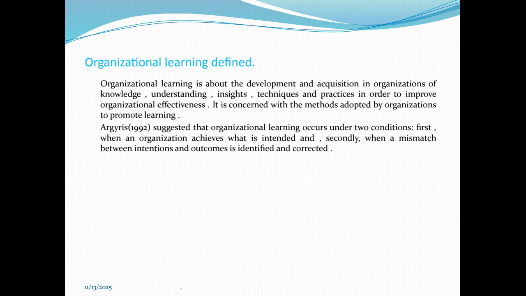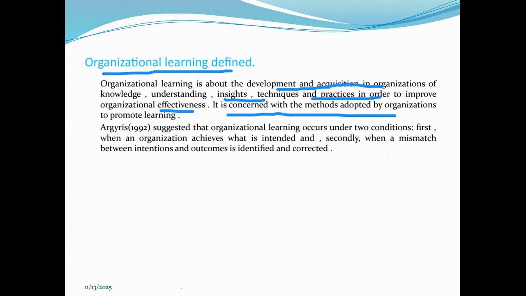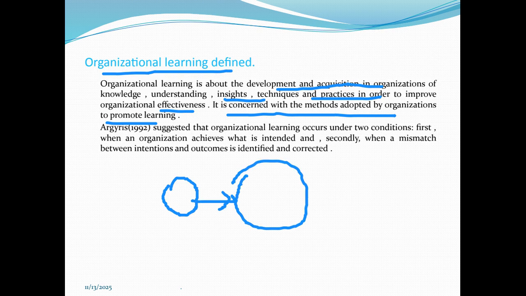Okay, so what is organizational learning? Organizational learning is about the development and acquisition of inter-organizational knowledge, understanding, insights, techniques, and practices in order to improve organizational effectiveness. It is concerned with the methods adopted by organizations to promote learning. So it's a vice versa kind of relationship. Organizations develop a culture, that culture develops a learning organization, and that learning organization helps you achieve the big targets or the organization's overall objectives.